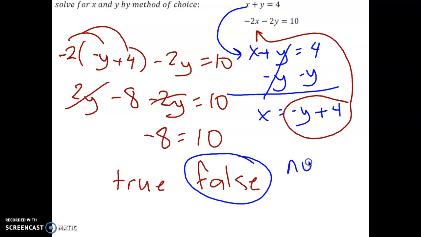And if I get a false statement, the answer is no solution. So that means if I tried to get these ready to graph, I would have the same slope but different y-intercepts, so they would be parallel to one another. They would never intersect, so the answer is no solution.